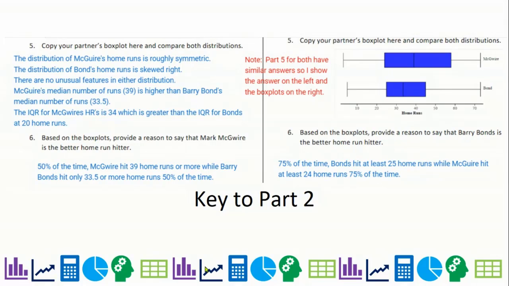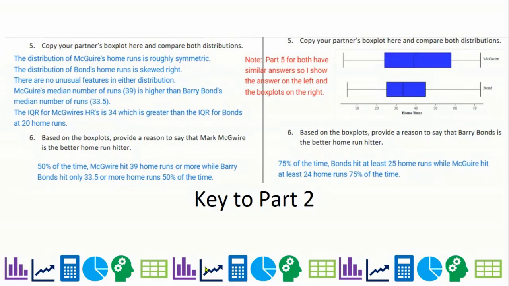The one on the bottom should be more obvious. Can you guys see that one is definitely skewed right? I wouldn't say strongly. It's not super crazy skewed, but it's skewed right. There are no unusual features in either distribution. If you're using stats, you'd say there are no outliers in either distribution.